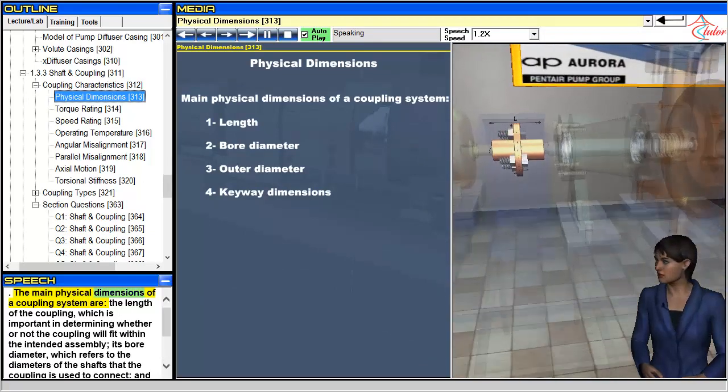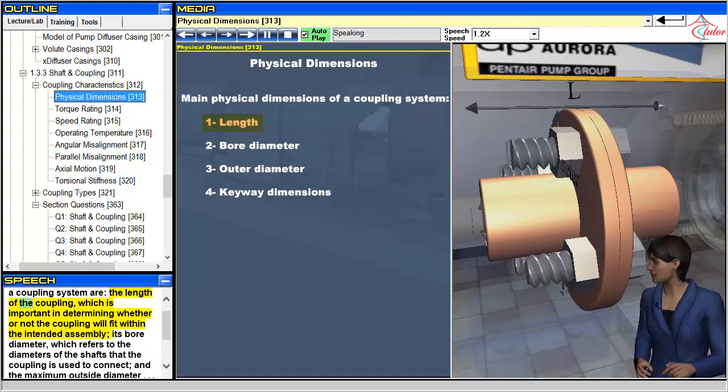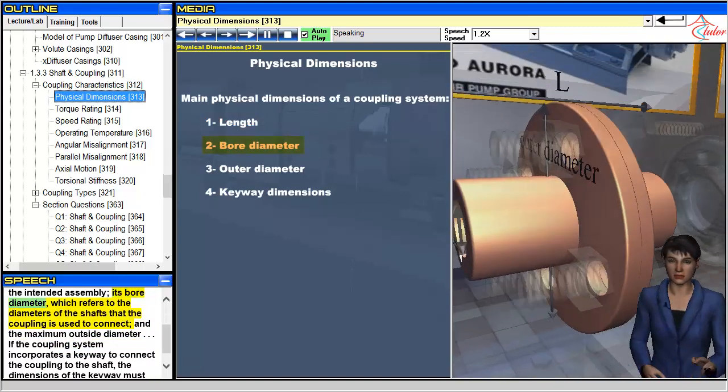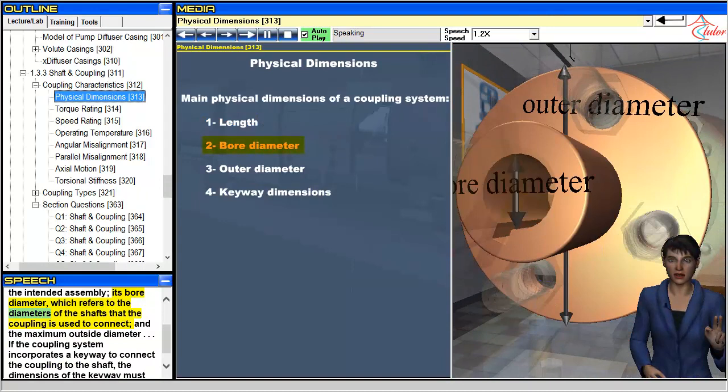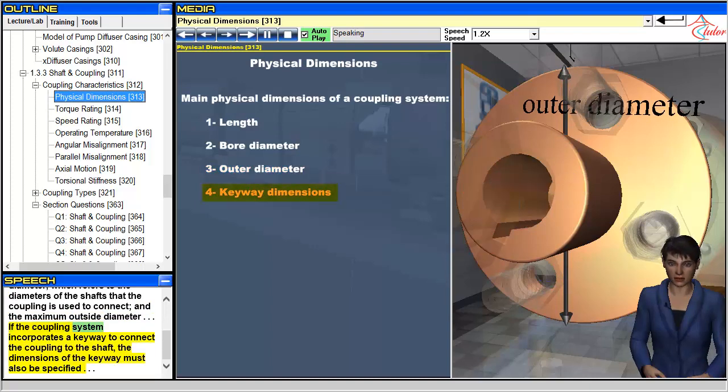The main physical dimensions of a coupling system are the length of the coupling, which is important in determining whether or not the coupling will fit within the intended assembly, its bore diameter, which refers to the diameters of the shafts that the coupling is used to connect, and the maximum outside diameter. If the coupling system incorporates a keyway to connect the coupling to the shaft, the dimensions of the keyway must also be specified.